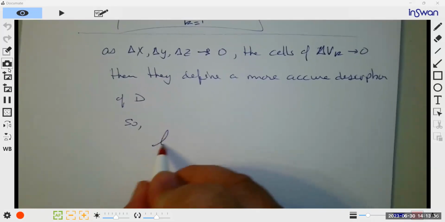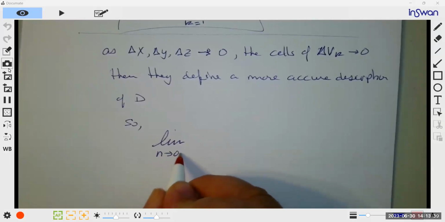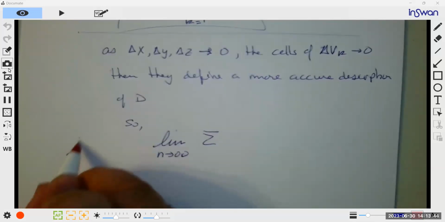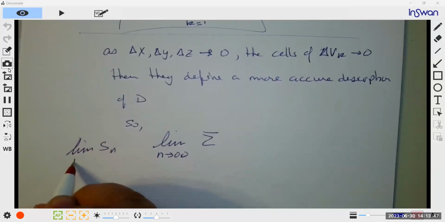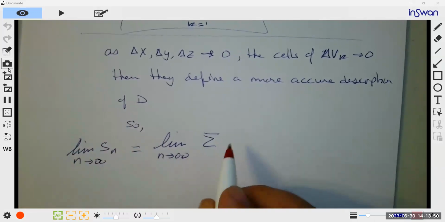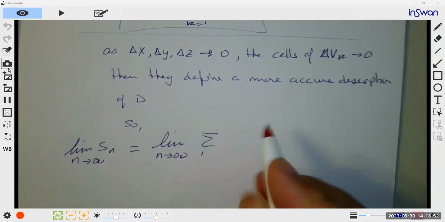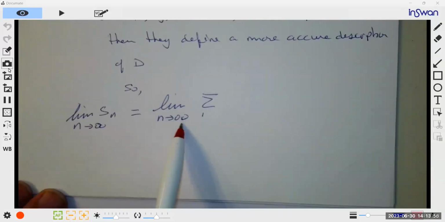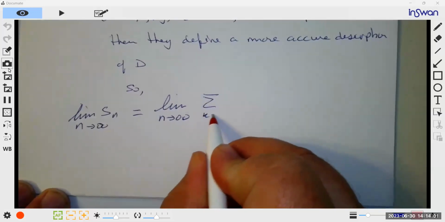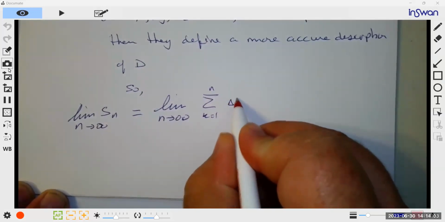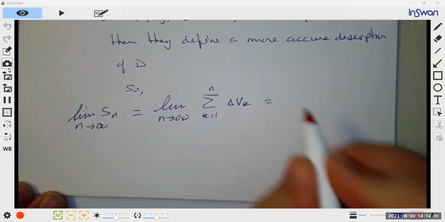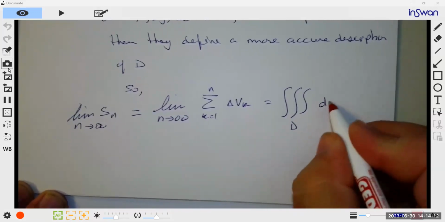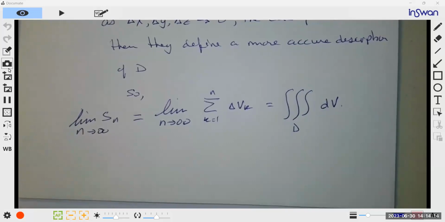So what that means is our limit, how it relates to what we just talked about, the limit of our S sub n as n goes to infinity. As we stop here, the S of n becomes this. So as the limit of S of n equals the limit of our function, that can now be defined as our triple integral with respect to dv.